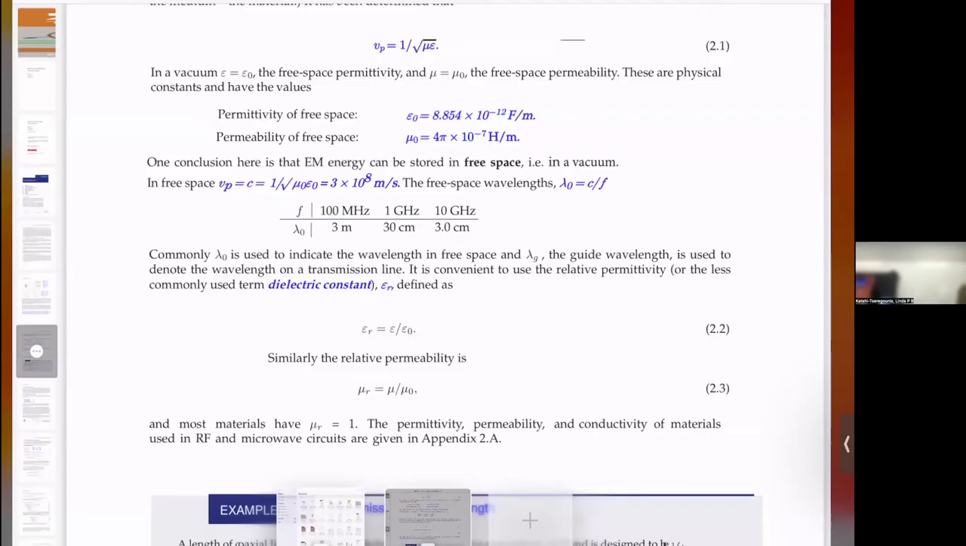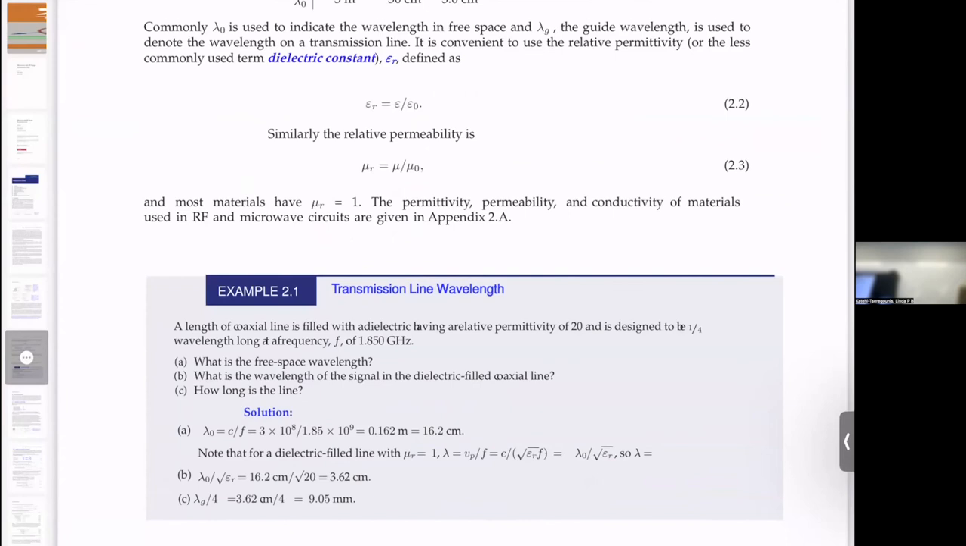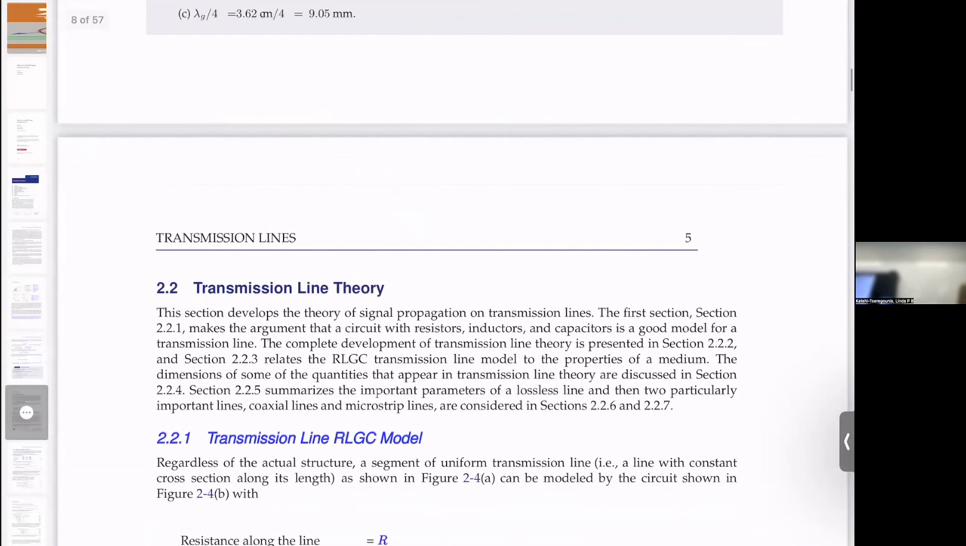Now, here it gives you some examples, and I suggest that you do these little examples. The solutions are here, but you have to do them to practice a little bit.